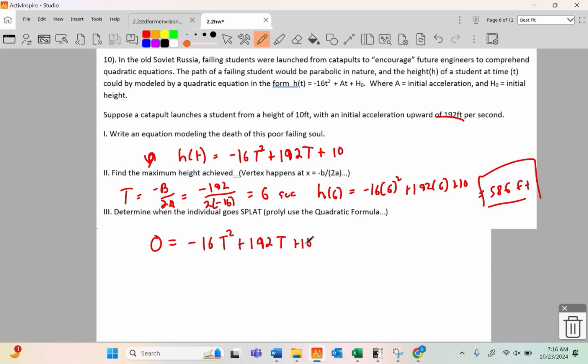That's not going to factor. I mean, we could pull some numbers to make it smaller, like I could pull a 2 from everything, but it's not going to factor. I don't think it does. We'll find out if we do the quadratic formula.